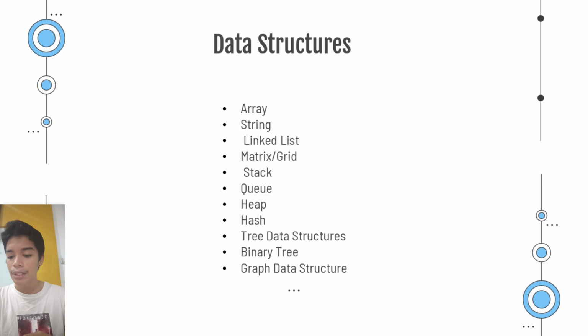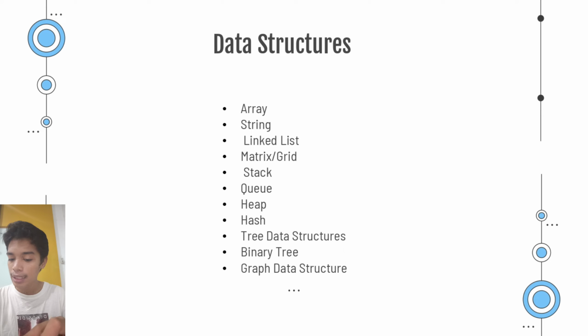Okay, so next we talk about data structures. We have many types of data structures. The first is array, string, linked list, matrix or grid, stack, queue, hash data structures, binary tree, and graph data structures. These are all the types of data structures. You know about it, okay?